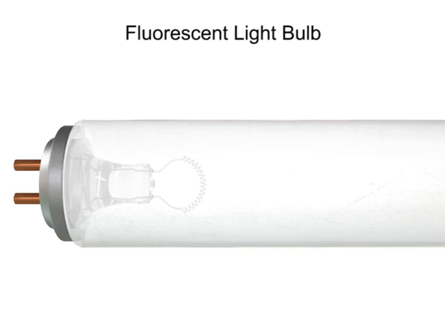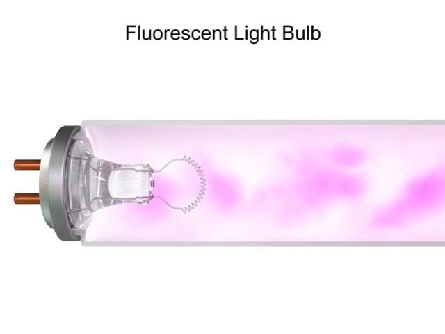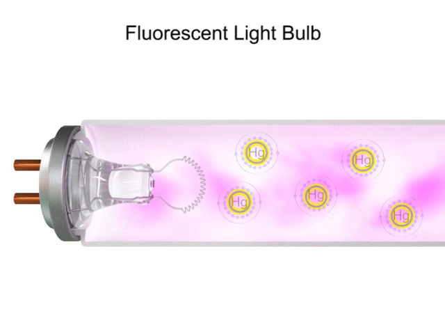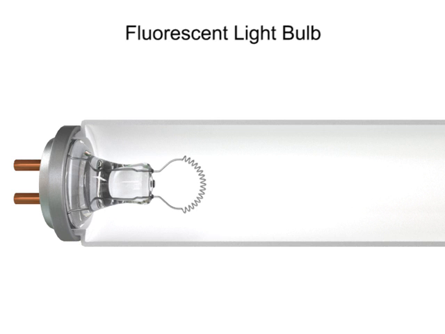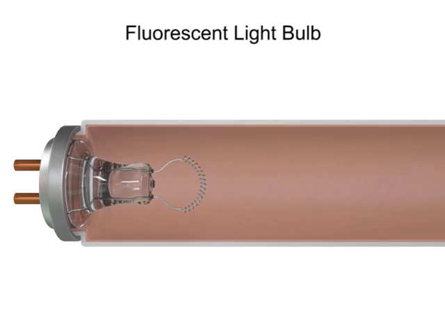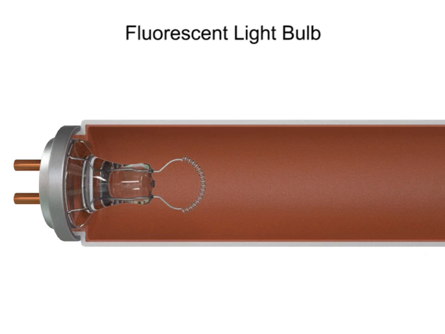A typical fluorescent bulb is filled with argon gas and a minuscule amount of vaporized mercury. The inner surface of the tube is coated with the powdery phosphor substance. At each end of the tube is an electrode with filaments. When heated to a high temperature, they emit or boil off electrons.